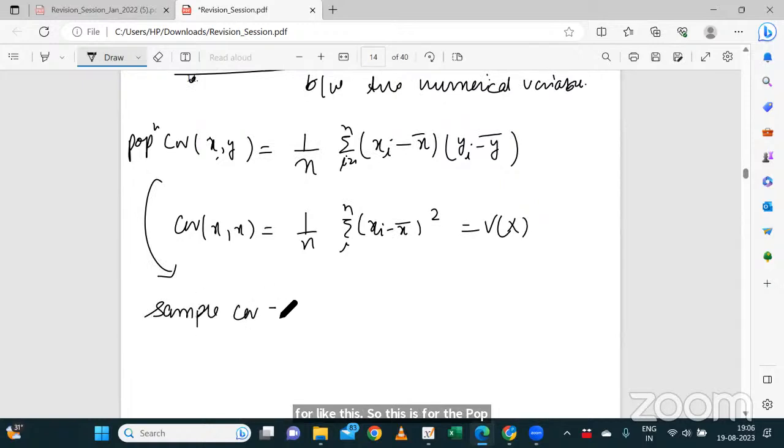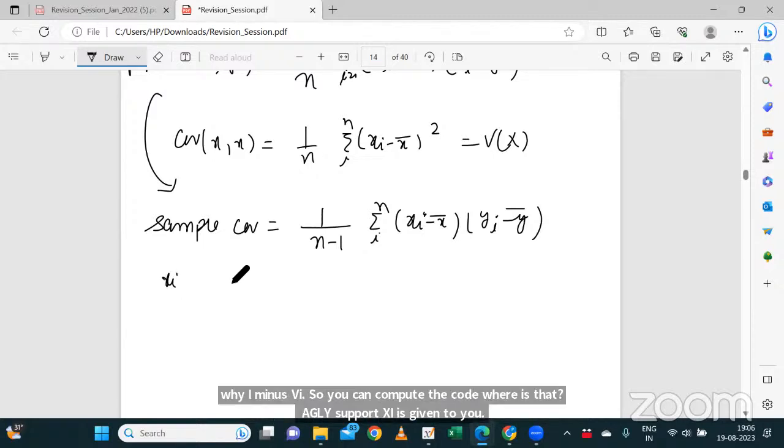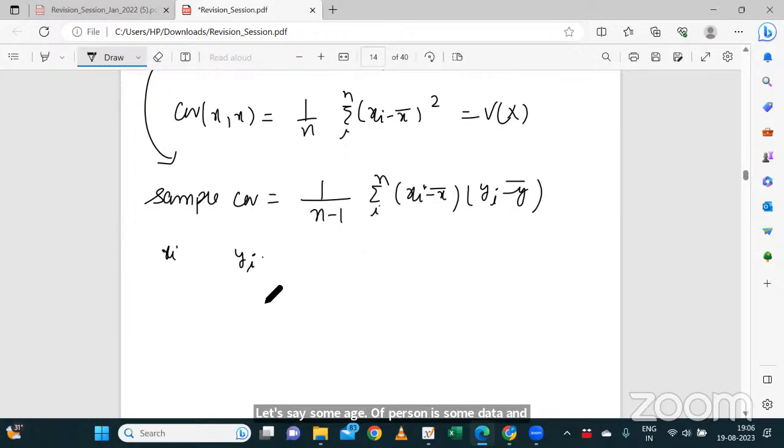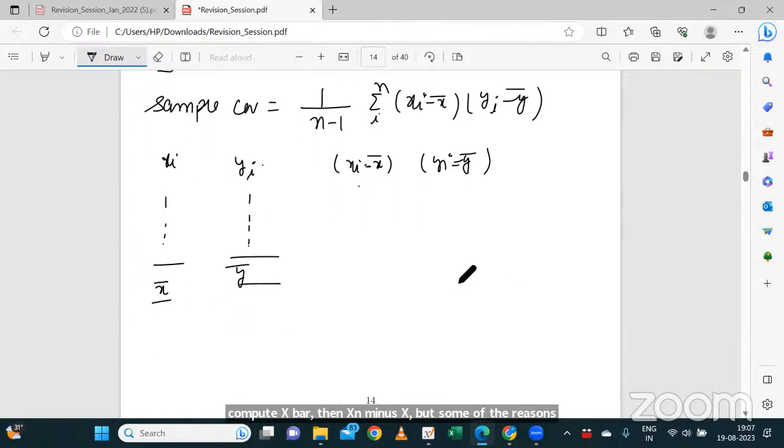What about sample covariance? Nothing but, as usual, 1 upon n minus 1 summation i to n of xi minus x bar into yi minus y bar. So you can compute the covariance easily. Suppose xi is given to you, let's say the age of a person, and yi, let's say the weight or height of a person, is given to you. You can compute xi minus x bar and yi minus y bar. It's a simple calculation, right? Some observations are given to you, you can compute x bar, then xi minus x bar. Some observations of yi are given, you can compute y bar and then yi minus y bar, and proceed similarly. So this is population covariance and sample covariance.